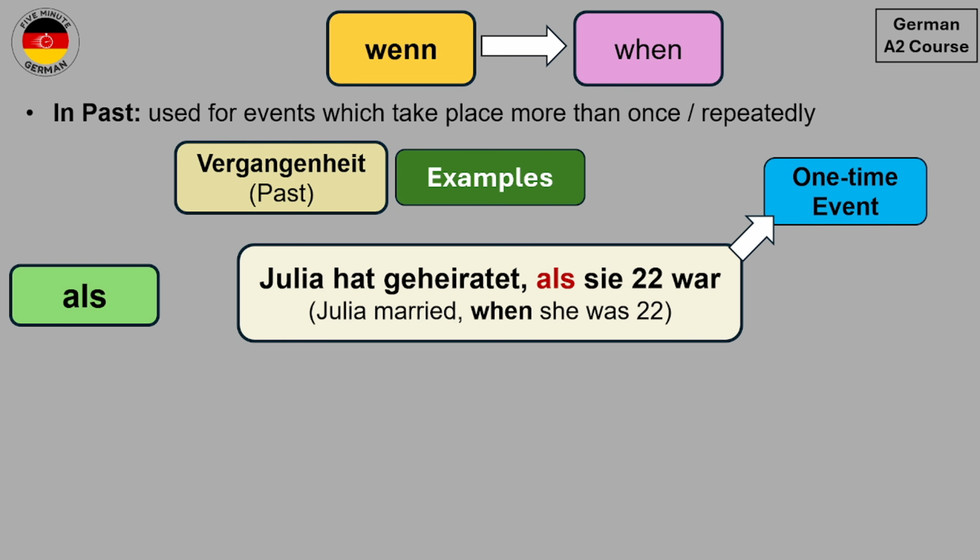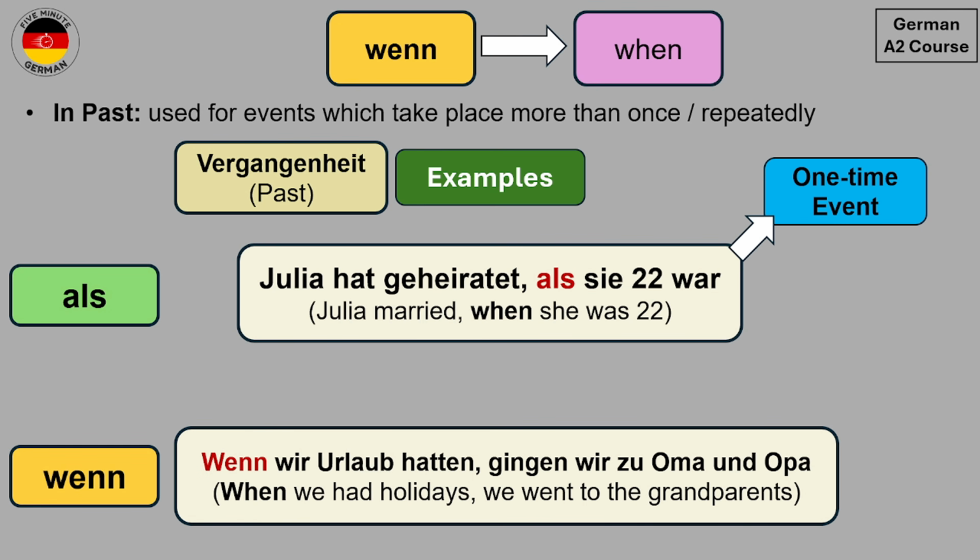Now an example with when can be, wenn wir Urlaub hatten, gingen wir zu Oma und Opa. When we had holidays, we went to the grandparents' house. Now this is not a one-time event because it is most likely that we went to the grandparents' house more than once. So it was a repeated event. That's why we have used when over here.